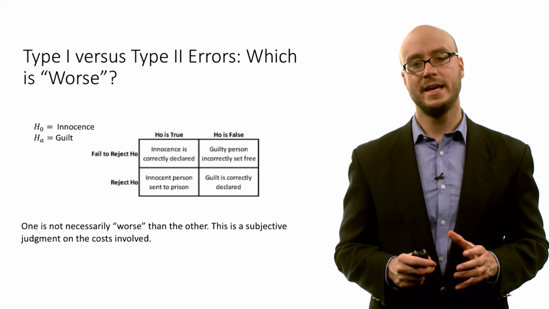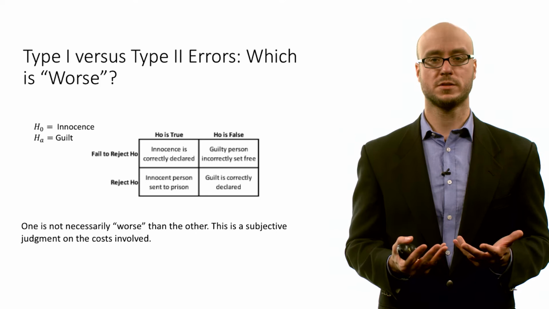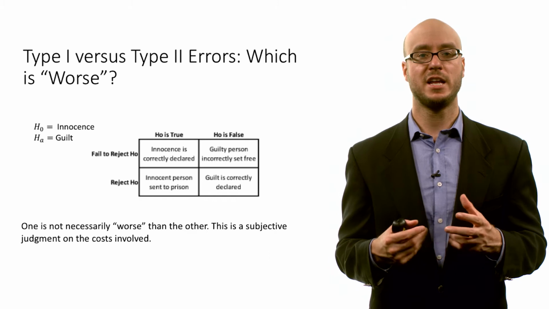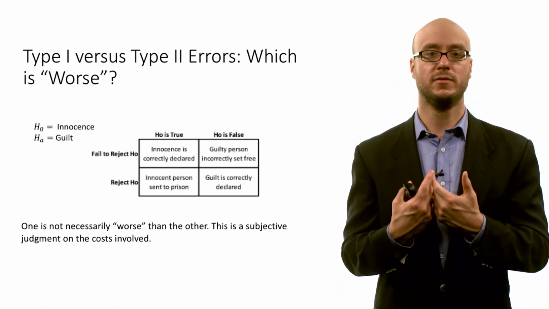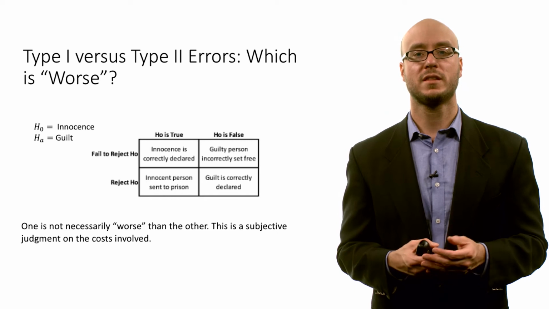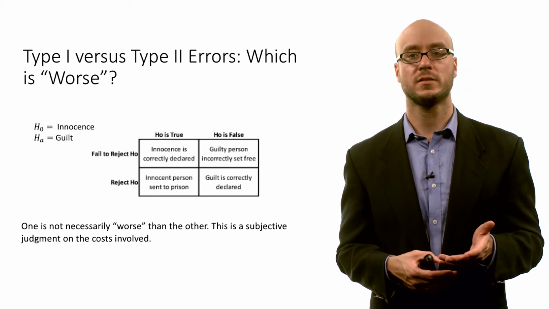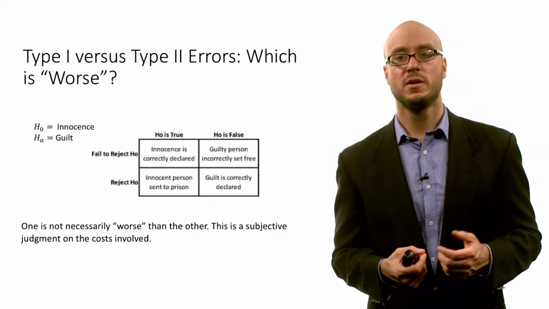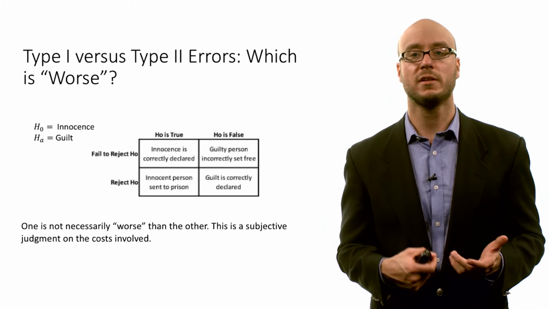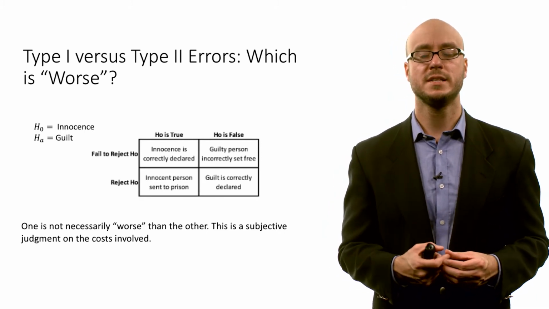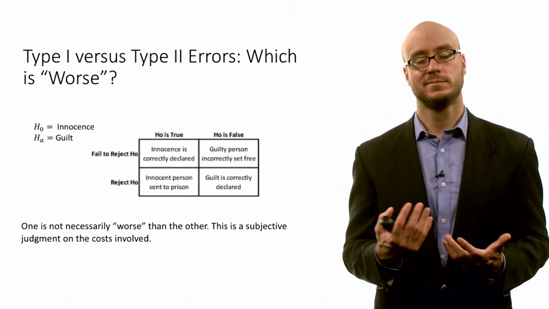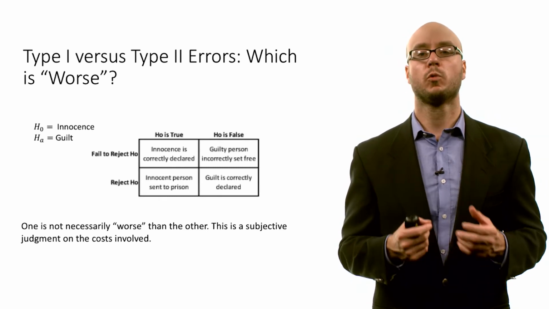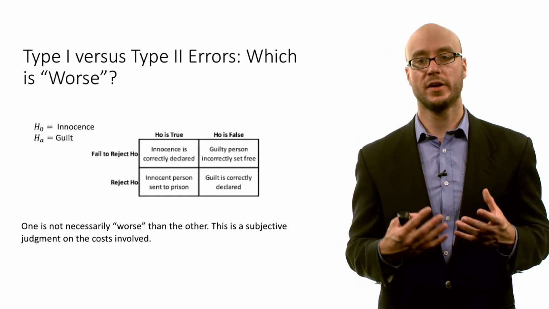Now, the key point here is that you might think, what is worse? A type 1 error, a false alarm, or a type 2 error, a misdetection? Sometimes people find it useful to think in the context of the law. You can say that an innocent person is correctly declared innocent, or that guilt is correctly declared. But then you also have two other scenarios in which a guilty person is incorrectly set free, or an innocent person is sent to prison. Now which one is worse, false alarm or misdetection? One is not necessarily worse than the other. This is a subjective judgment on the costs involved.